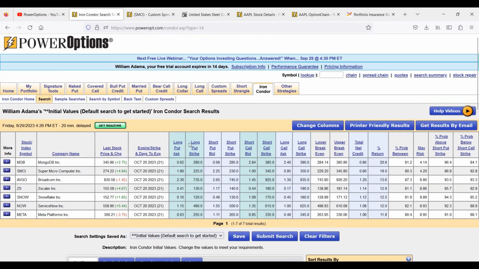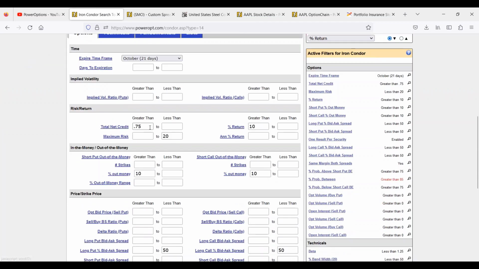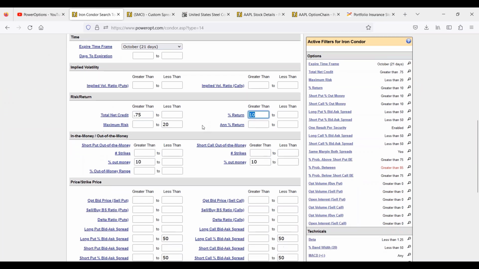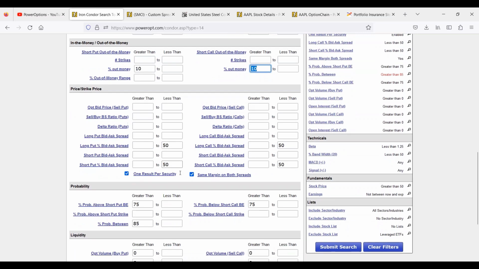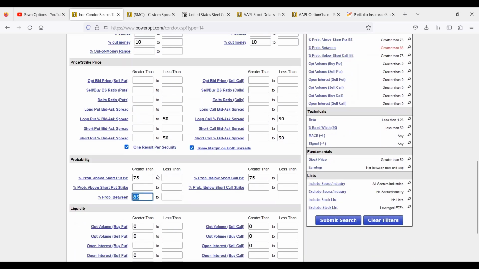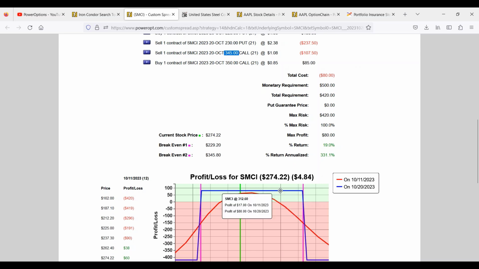Now, let's go back. What are our default criteria? This is our initial value default criteria. Well, we're looking for a reasonable net credit, reasonable return. You can adjust that to meet your targets. Range out of the money, 10% with that probability I mentioned, 75% static on the short put and the short call, with an 85% probability between. The theoretical probability the stock will remain between both strike prices at expiration.